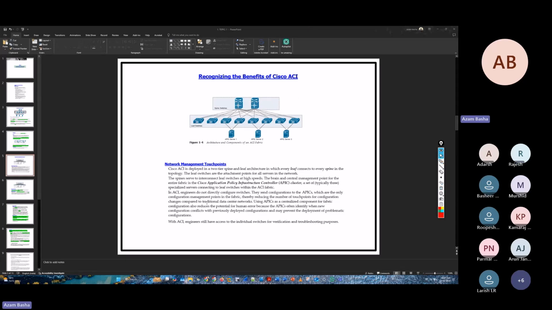Okay. Now starting with the benefits of Cisco ACI. So why Cisco ACI? The first one is network management touch points. To understand the benefits of Cisco ACI, we have to understand the components of Cisco ACI. There are three components in Cisco ACI.